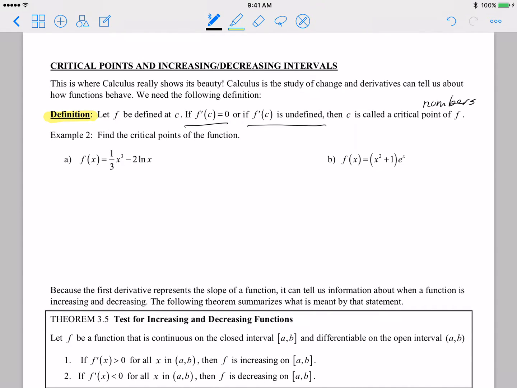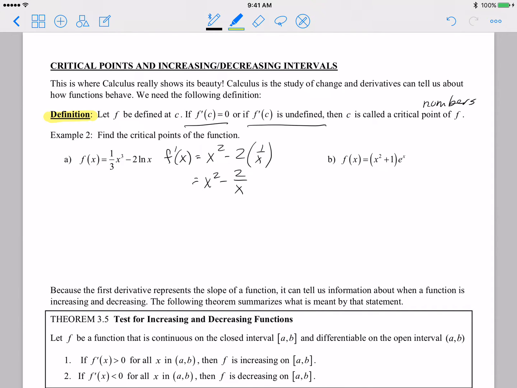Well, in order to find critical points, I have to take the first derivative. So f prime of x is going to equal x squared minus 2 times the derivative of natural log of x. Remember that the rule is u prime over u. In this case, u is just x, and so the derivative is 1 over x. Okay, well that will clean up to x squared minus 2 over x. Now remember, critical points come whenever the derivative is equal to 0, so in a minute I'm going to set it equal to 0. Or when the derivative is undefined.